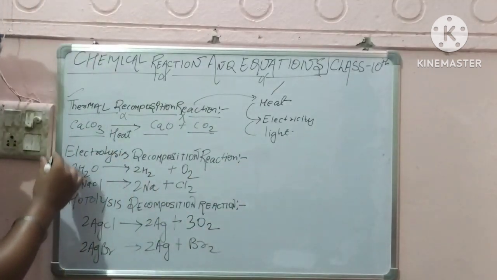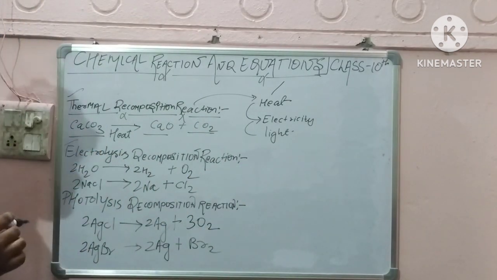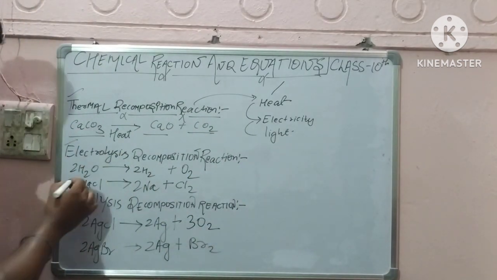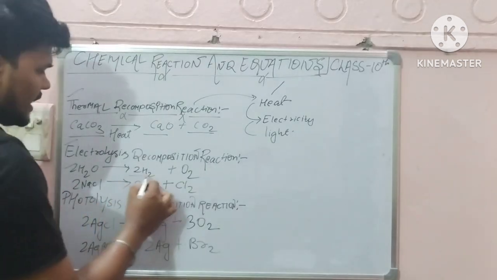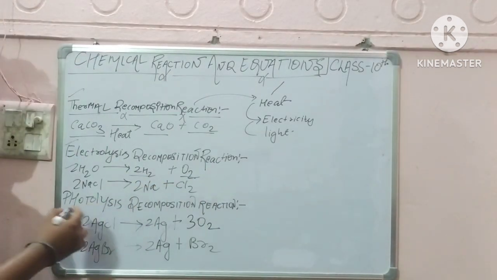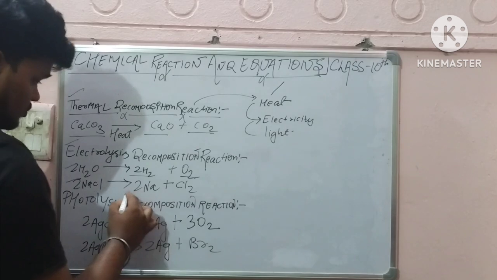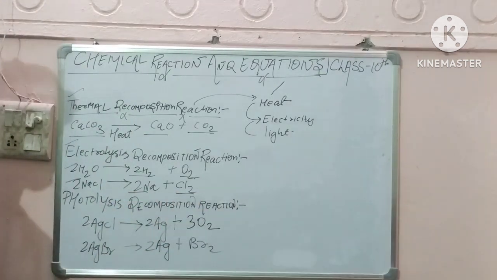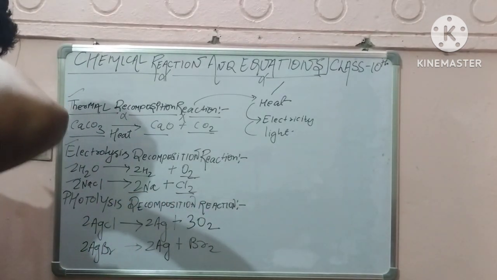Okay. Then coming to electrolysis, you provide electricity. If you give electricity to water, it will break into hydrogen and oxygen. You give electricity to sodium chloride, it will become sodium and chlorine. Okay, this is how the breakdown by electricity is done.